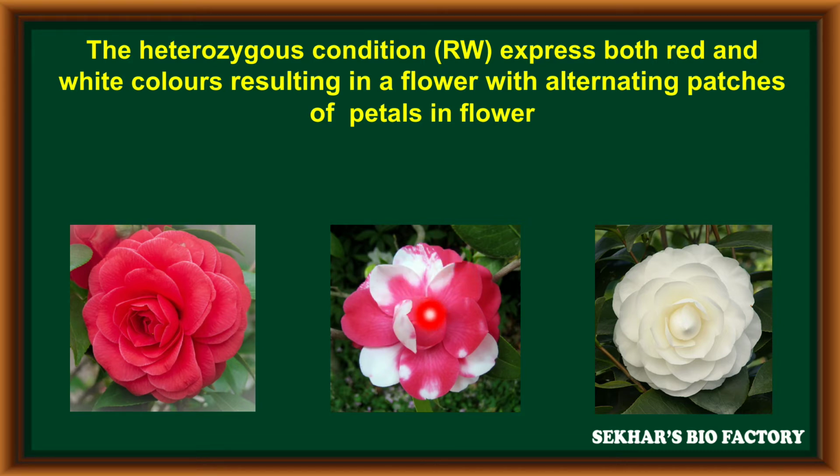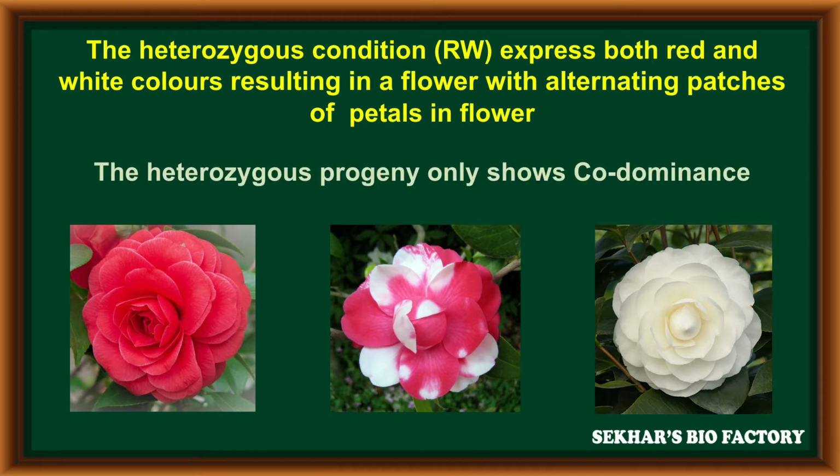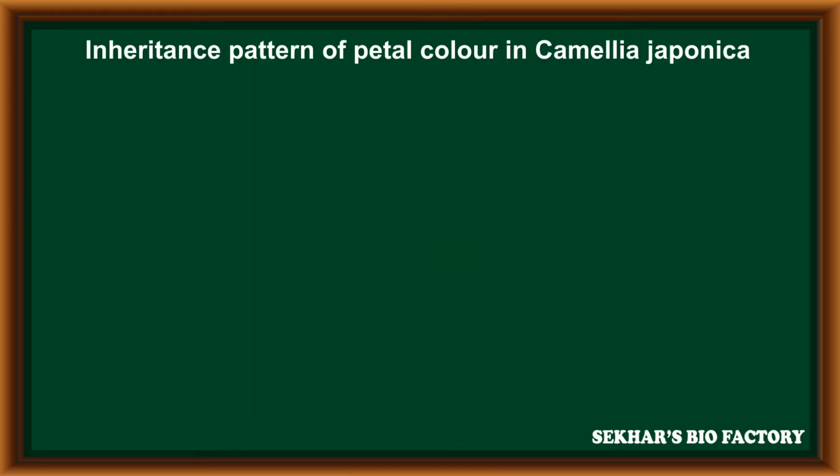It results in a flower with alternating patches of petals in a flower. That means in heterozygous condition, both parental characters are equally expressed so that the flower contains white and red color petals alternatively in the form of patches. It shows codominance. Only the heterozygous progeny shows codominance.